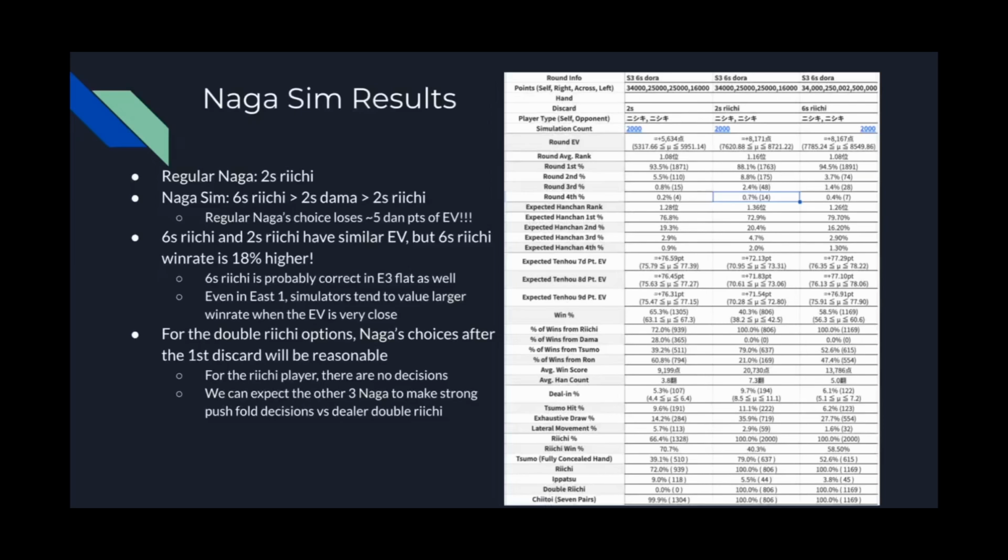So basically, from what I said about Naga simulating being a very high level of evidence, I would say that the answer to this question is 6S Riichi.